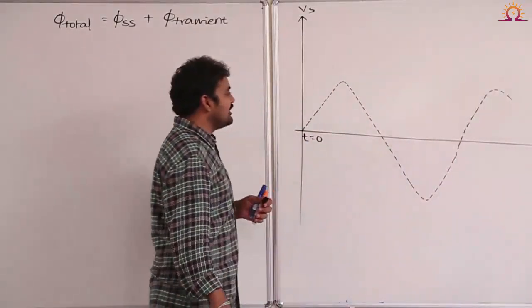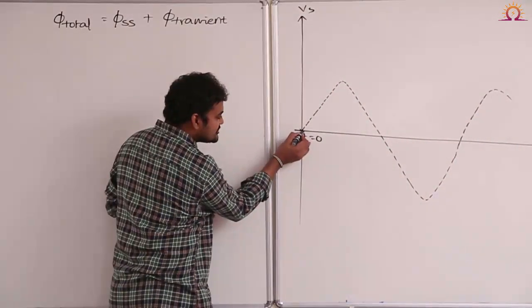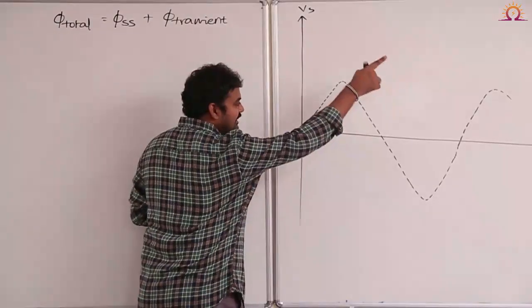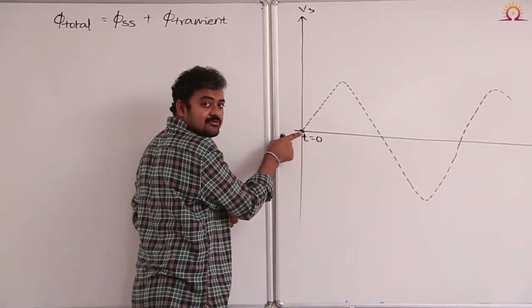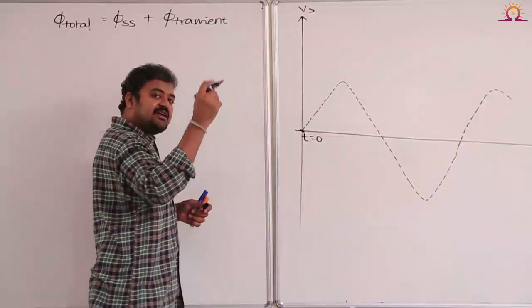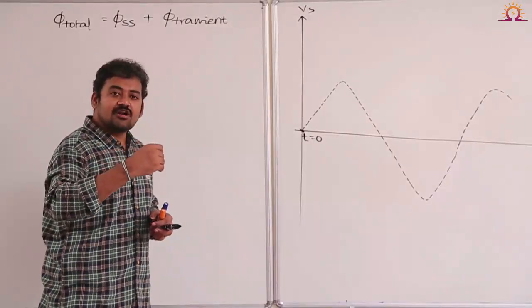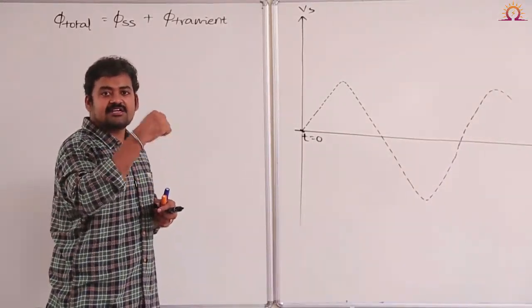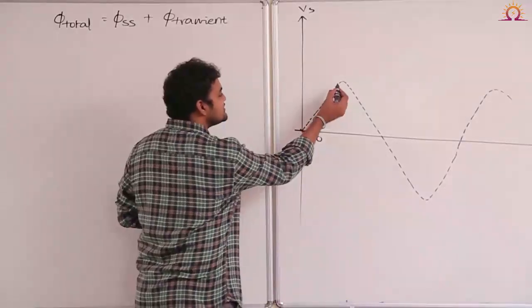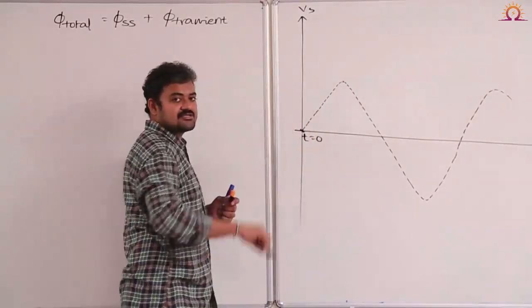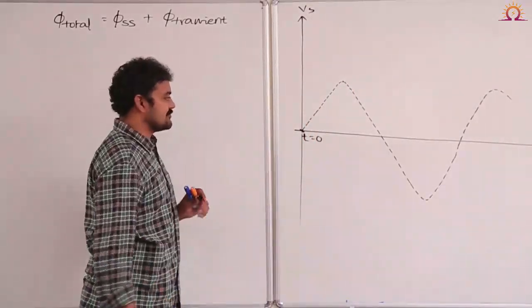Assume this is supply voltage waveform. You see, at the time instant t is equal to 0, this supply voltage phasor is crossing which value? Zero value. The second case I will discuss, transformer switched on at an instant where supply voltage is crossing its maximum value. That is the second discussion. Okay, this is the first discussion.